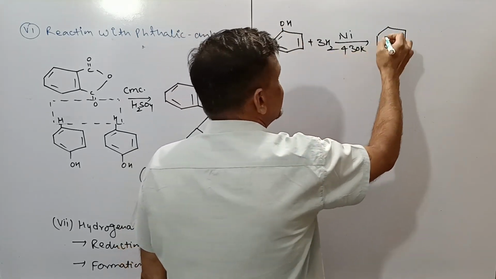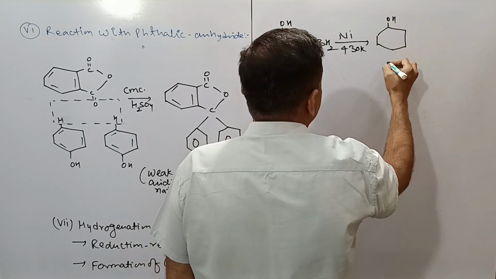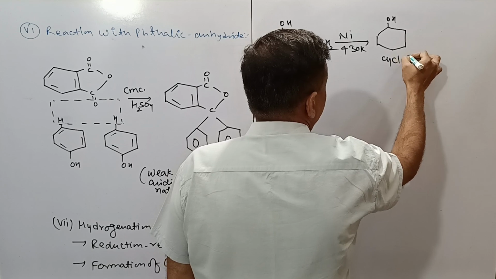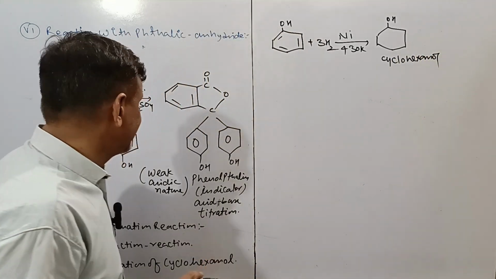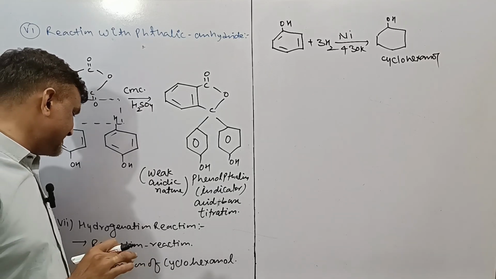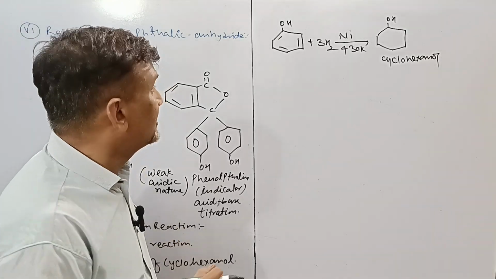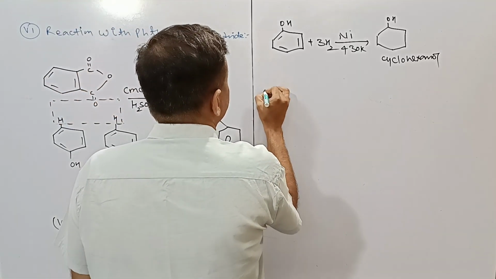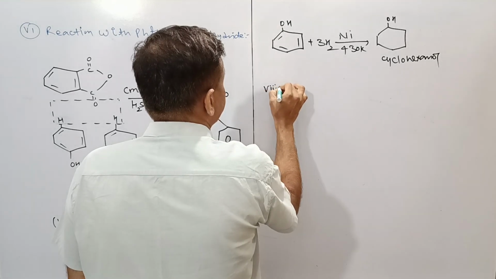The pi bonds dissociate and form sigma bonds. So here there will be formation of cyclohexanol. It is also called a reduction reaction, or as we can say, a hydrogenation reaction. Now it is time to discuss the important reaction, that is your seventh reaction. After seven, we will take the eighth reaction.